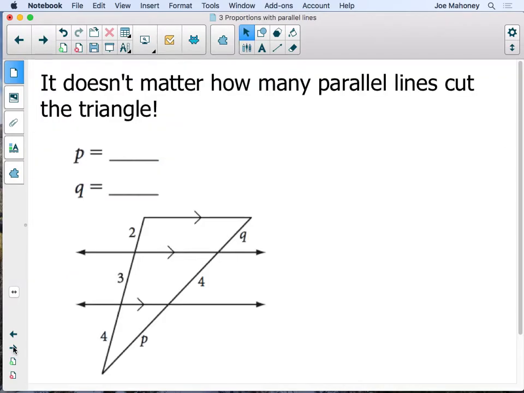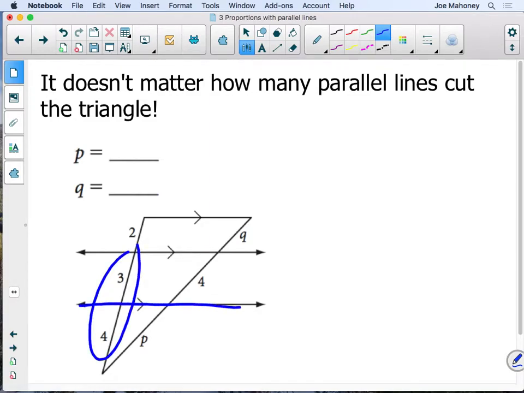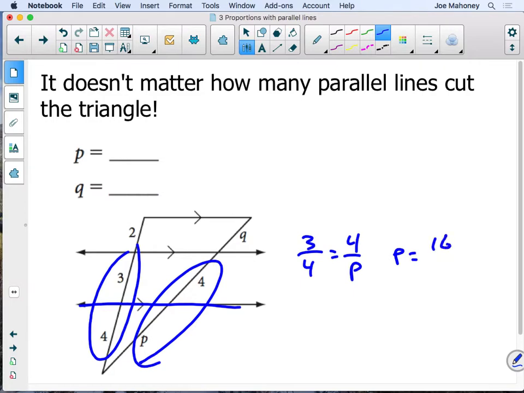So let's play a little bit with this. And I know you're saying, wait, we didn't do it for 2, but it doesn't matter how many parallel lines cut the triangle. So if I just take a look and I want to find the value of P, P is cut by this line here. I know 3 over 4 equals 4 over P. That's one of my equations I can write. And when I solve that, 4 times 4 is 16. 16 divided by 3, 16 over 3, let's call it that. That's okay.